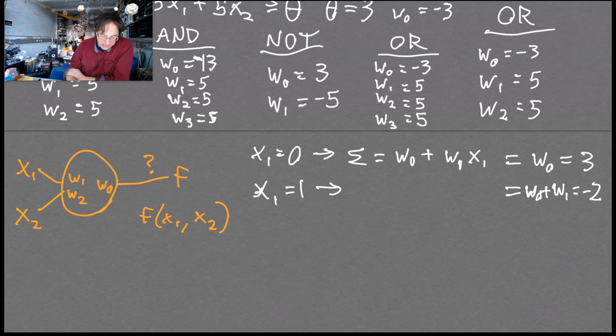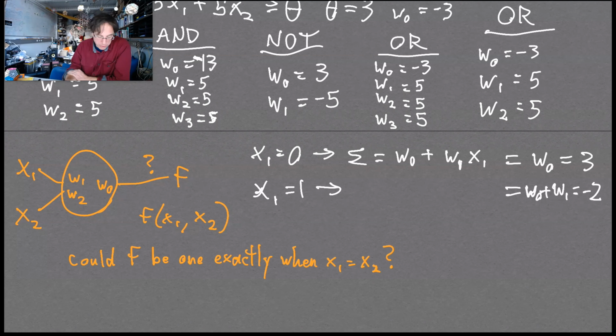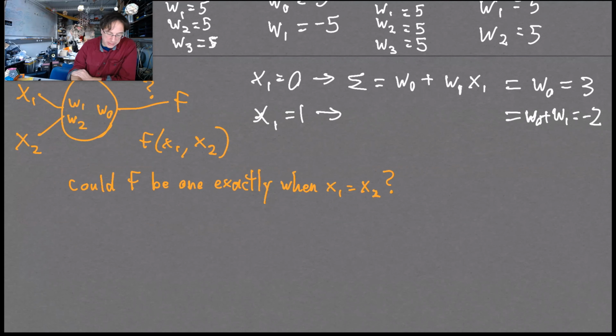Could we design f? Could we create an equivalence detector? Could f be 1 exactly when the two inputs are the same? Well, we can try to do that. There actually aren't many inputs we can provide to the system. If we consider x1 and x2, we can make a table of all the possibilities.